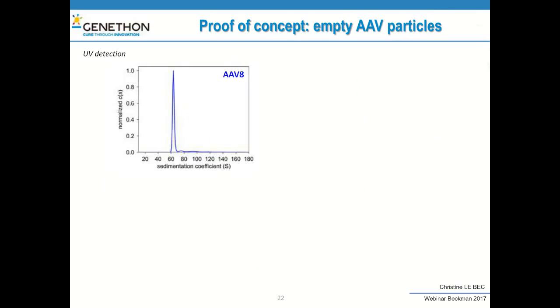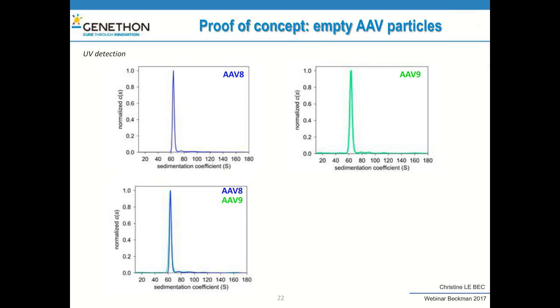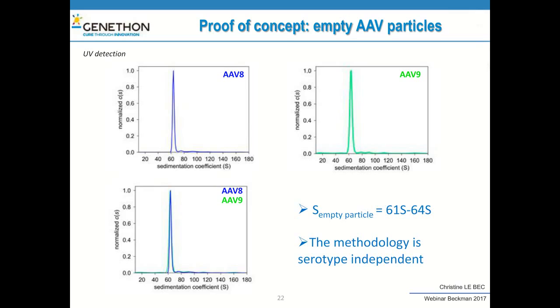So after that, we run and we analyze the empty particles. In blue on the left panel, these are the AAV8 empty particles. We have a nice peak at 60. On the right panel in green, these are the AAV9 empty particles. We also have one single peak, around 60. When we overlay, we can see a very nice overlay of the AAV8 and AAV9, meaning that the S value of the particle is around 61 to 64 S. And the methodology, the AUC, is serotype independent.